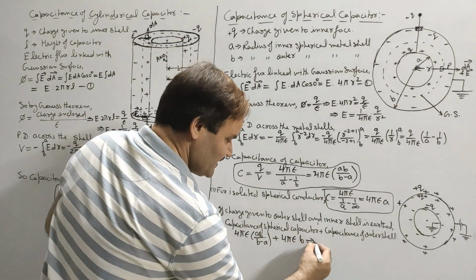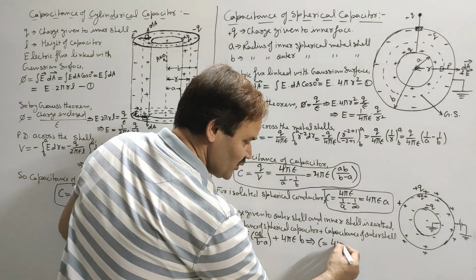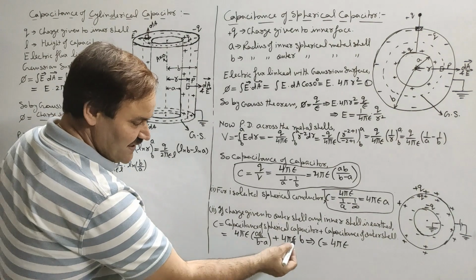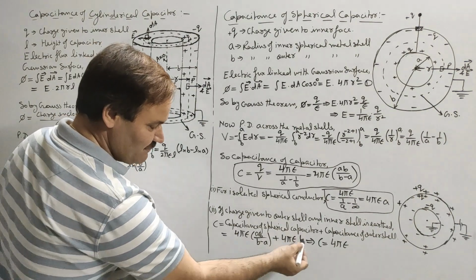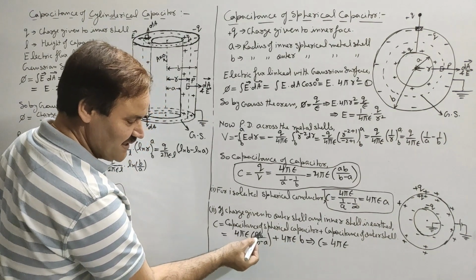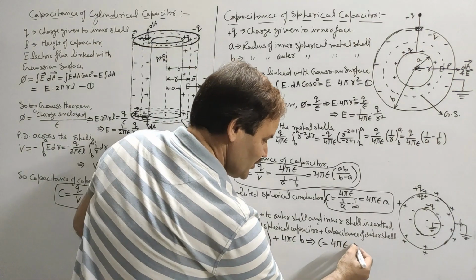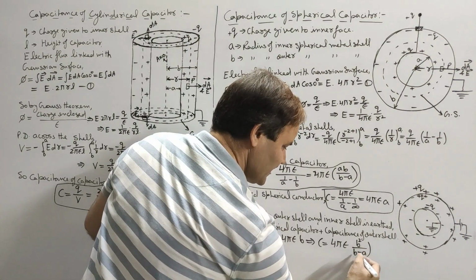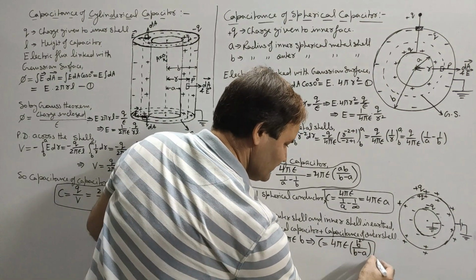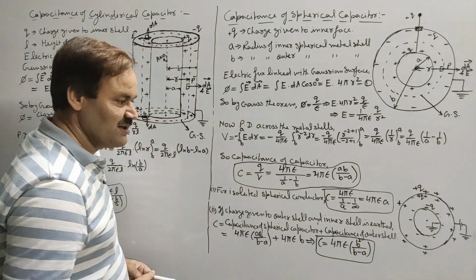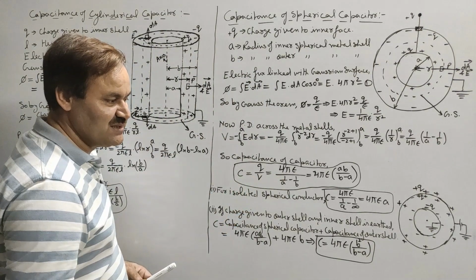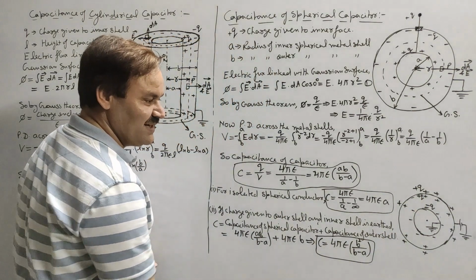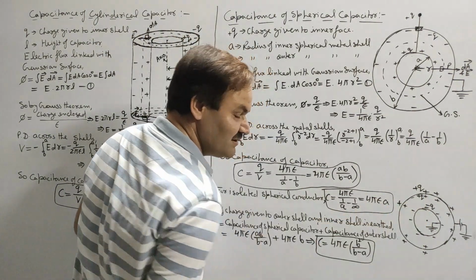This will give us C is equal to 4 pi epsilon, and if we take LCM, then b square minus ab will get cancelled with ab, so b square upon b minus a. It will give the capacitance of spherical capacitor when charge will be given to its outer shell while inner shell will be earthed.